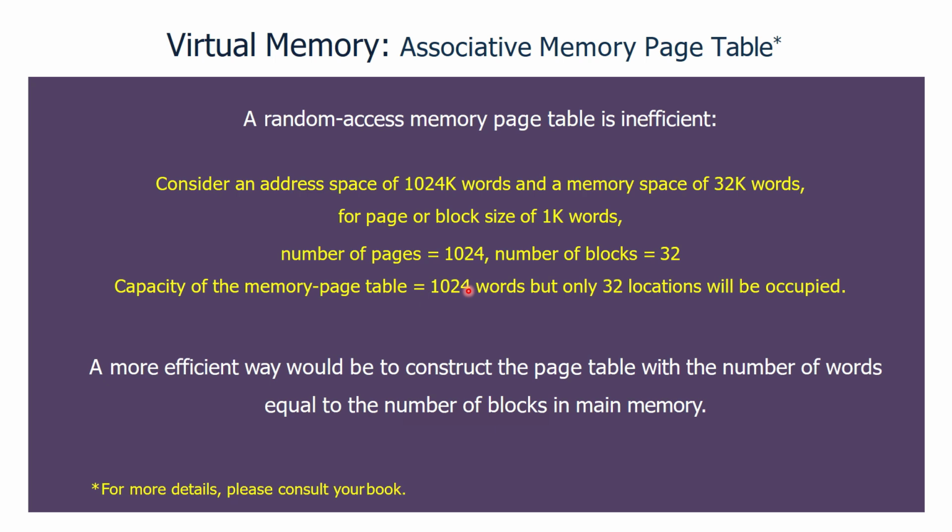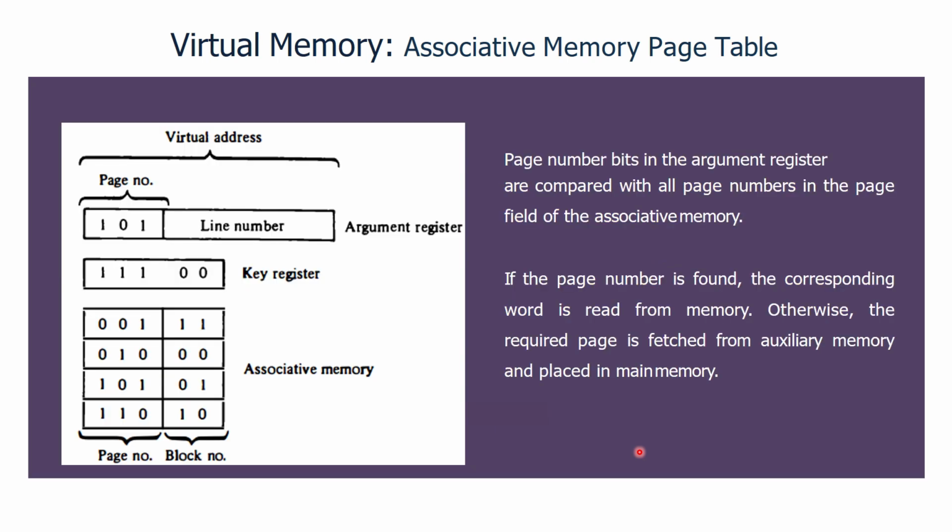The capacity of the memory page table is 1024 words, but only 32 locations will be occupied. This means, in the form of K, 1024K and 32K, so we are wasting a lot of memory in this. A memory efficient way should be constructed so that the page table has a number of words equal to the number of blocks in the main memory. So there should not be wastage of memory. Okay, so this associative memory page table is how we try to handle that problem.